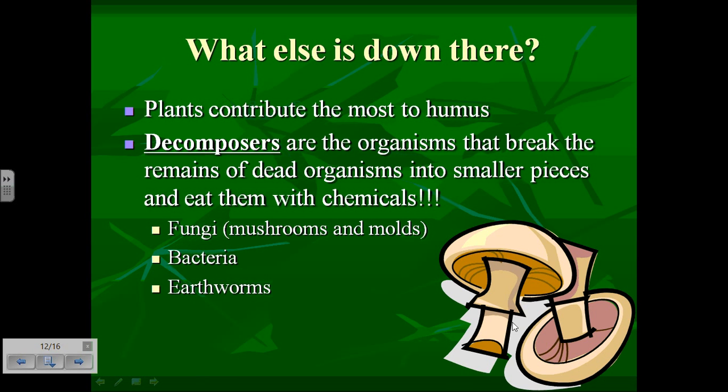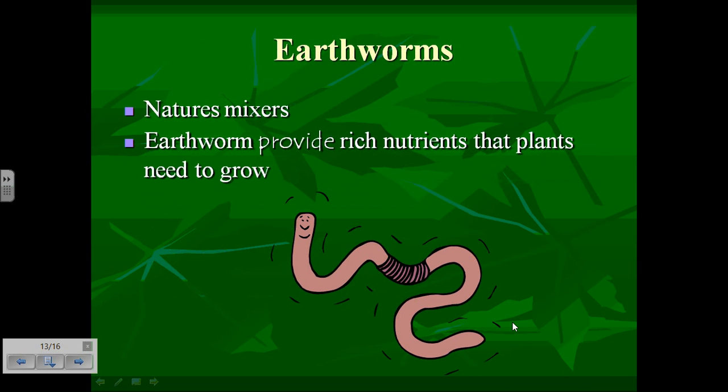Now, what else is found in soil? Well, there are a lot of things that contribute to soil being mixed and gaining its nutrients. Part of it is that plants contribute the most to humus. Decomposers, another contributor, are the organisms that break the remains of dead organisms into smaller pieces and eat them with chemicals. These include fungi such as mushrooms and molds, bacteria, and earthworms. Earthworms are the most natural mixers. The earthworm is able to provide rich nutrients that plants need to grow.